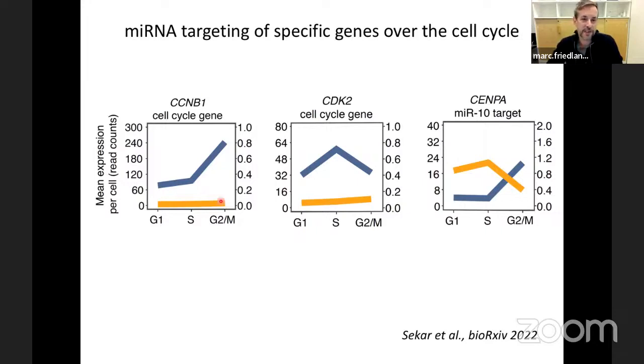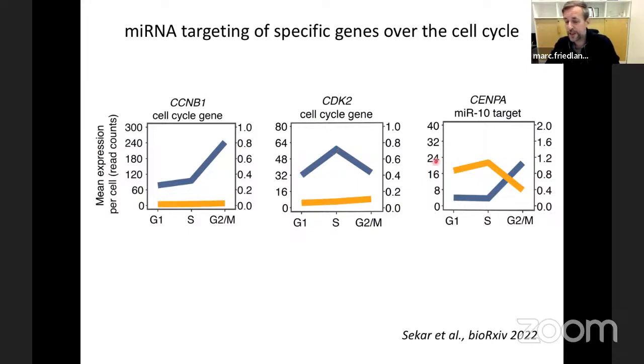And we find that, for instance, CCNB1 is important for the transition from G2 to M. So we expect it to increase in expression at this particular stage. And it's not targeted by microRNAs very much. This one is also a cell cycle gene, known to facilitate the transition from G1 to S phase, and we see it peaking exactly where we expect it to.